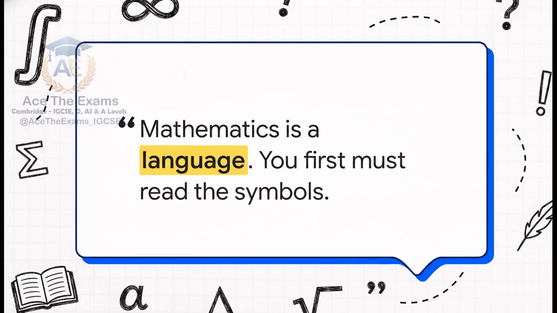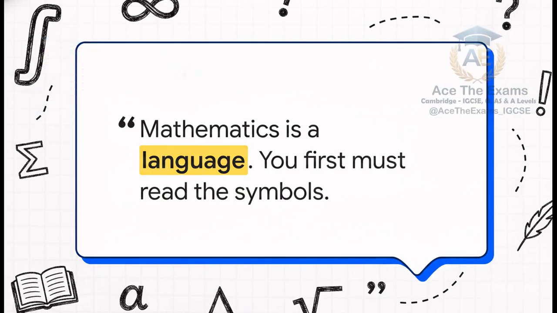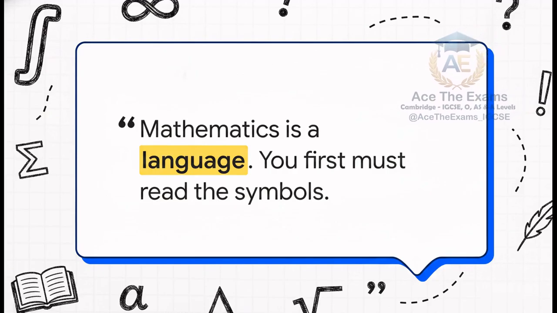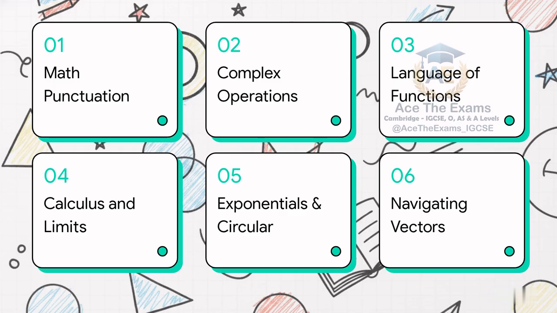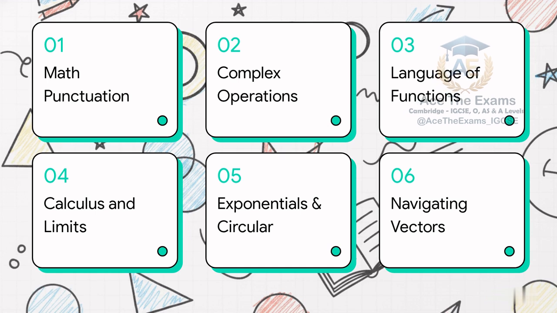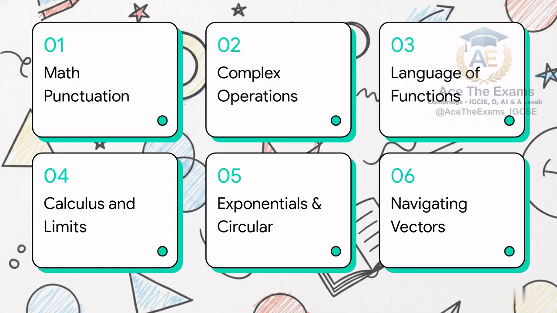Before we can start applying frameworks like point, evidence, explanation, and link, we absolutely must learn the vocabulary. If you misread one single symbol, you could solve a really complex problem flawlessly, but it'll be the entirely wrong problem. All right, so here is your game plan for today's session. We are breaking down this entire syllabus into 6 logical categories. We'll start with basic punctuation, move through complex operations and functions, tackle calculus, hit exponentials, and finally, navigate vectors. Let's get right into it.